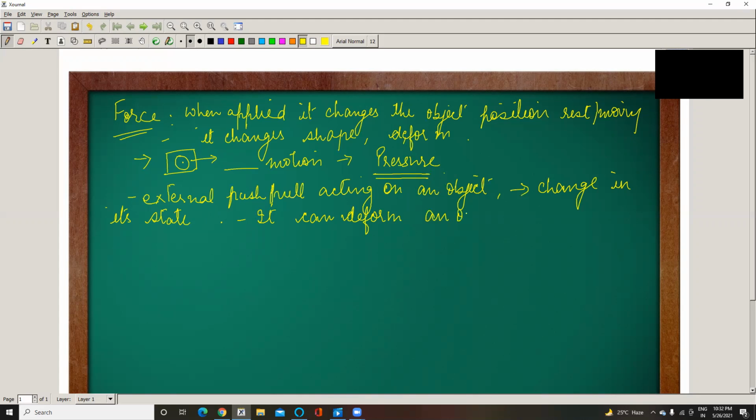It's simple, when you are standing and pushing someone, you are applying a force. If you push someone, they will move towards the direction in which the force is applied. So force acting normally on a unit surface area is known as the pressure.